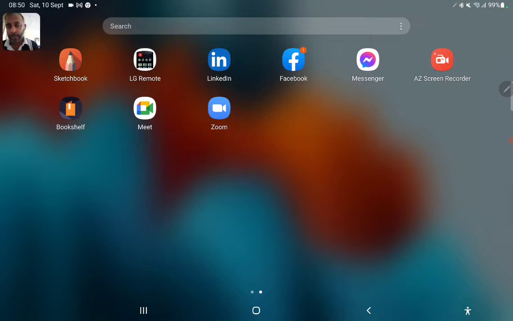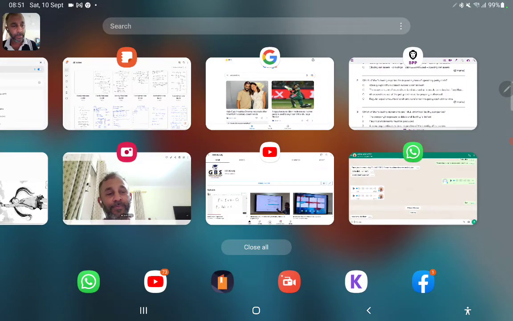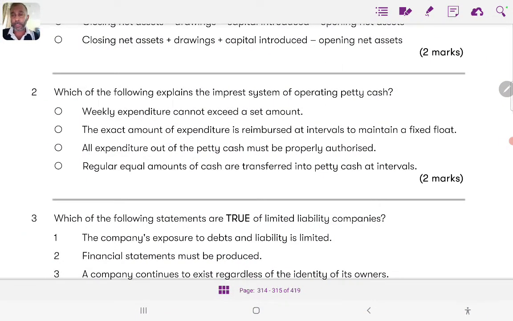Let me take up the second question. Second question is which of the following explains? Actually, this is also from the mock exam paper for ACCA Financial Accounting BPP publication. On that mock exam paper 1, question number 2. Which of the following explains the imprest system of operating petty cash?